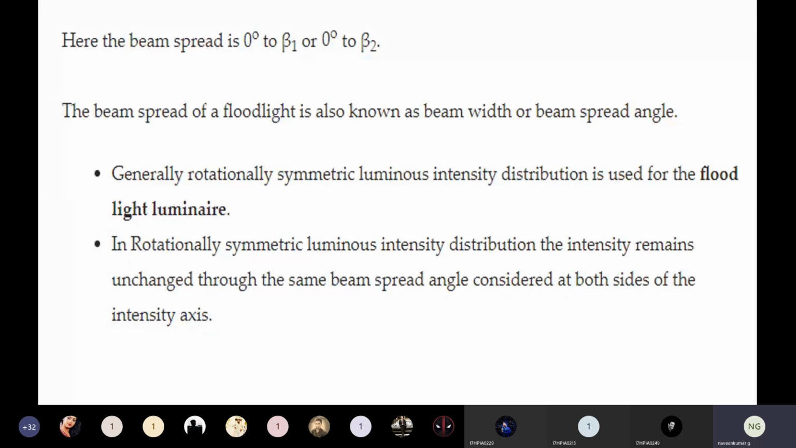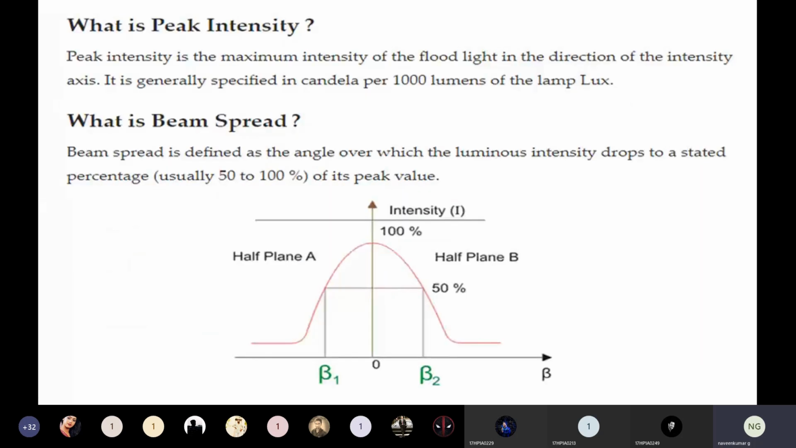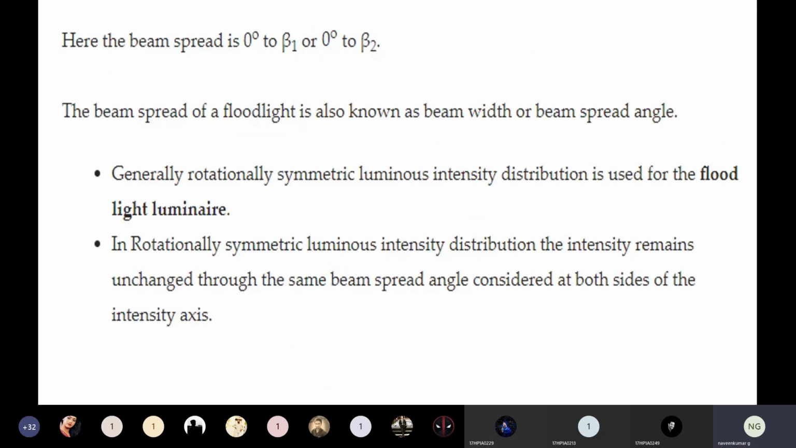Now here in the previous slide, you have two planes. Both sides you are observing that it is reduced to 50%. So that is what he wants to explain here. In a rotationally symmetric luminous intensity distribution, the intensity remains unchanged. So half plane A is reducing to 50%, and half plane B is also reducing to 50%. So here the beam spread angle is common on both sides of the intensity axis.